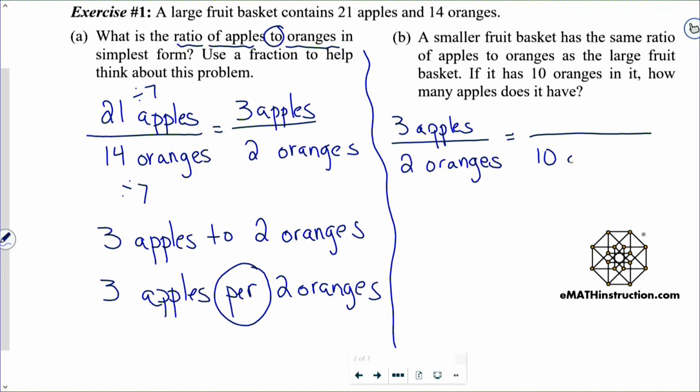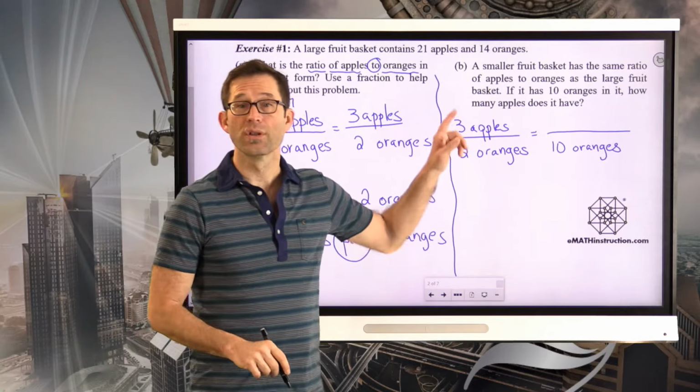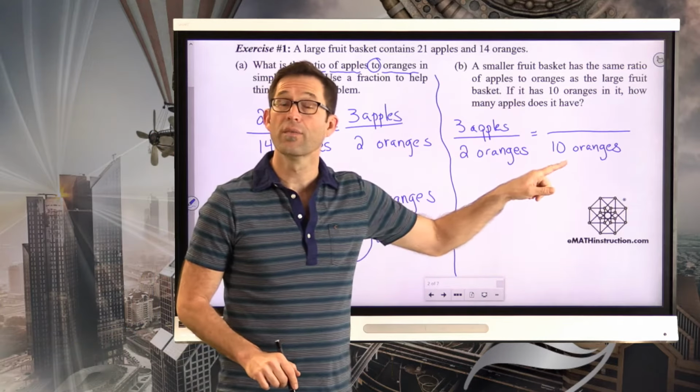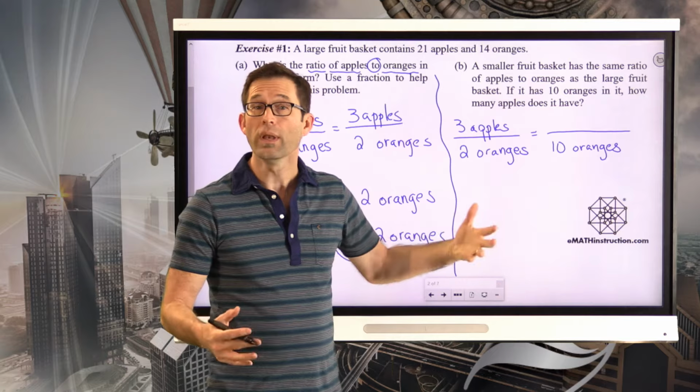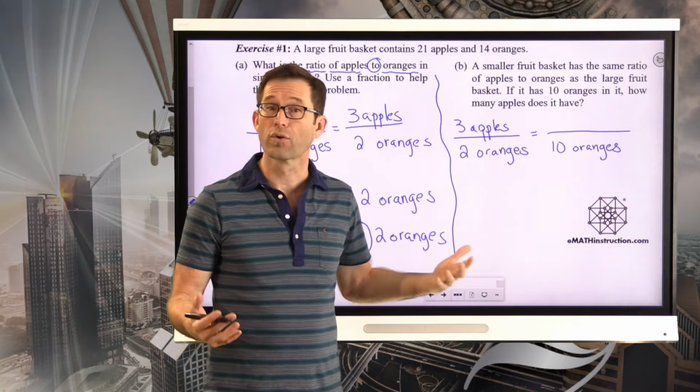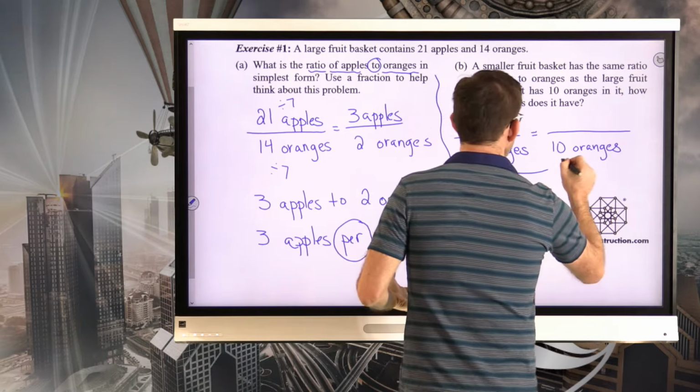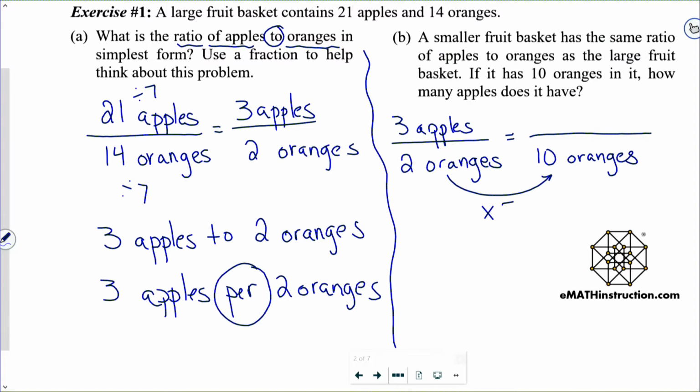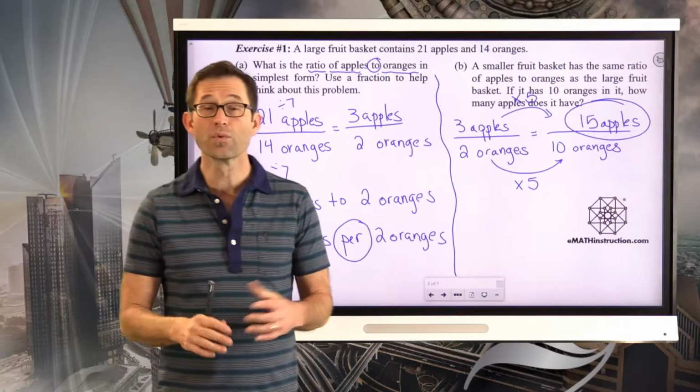What do I know? Well, I know that it's got 10 oranges. What I want is an equivalent fraction to 3/2 that's got a 10 in the denominator. Well, what do we need to scale by? We need to scale by a factor of 5, because to go from 2 to 10, we multiply by 5. So to go from 3 to what? We multiply by 5, and that will be 15 apples. And that's our answer. And it's really that easy.